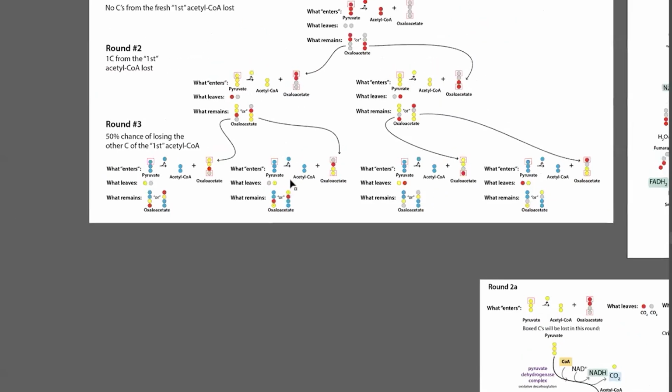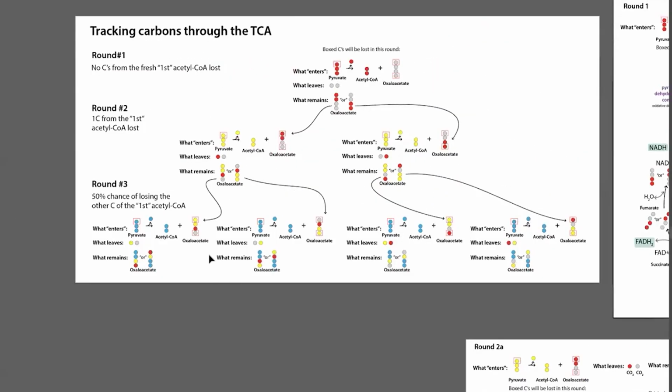So there are a lot of complications once you get further down, but the key things are that on the first turn of the cycle, you're not going to lose any of the new ones. The second turn, you'll lose one of the newer ones. But remember, newer is referring to the first one that you brought in, not to the fresh one that you brought in. And then in the third round, you may or may not lose that first acetyl-CoA that you brought in, its second carbon.